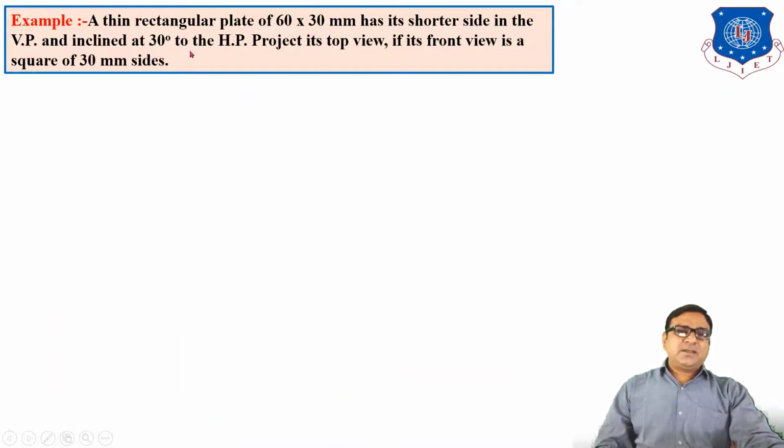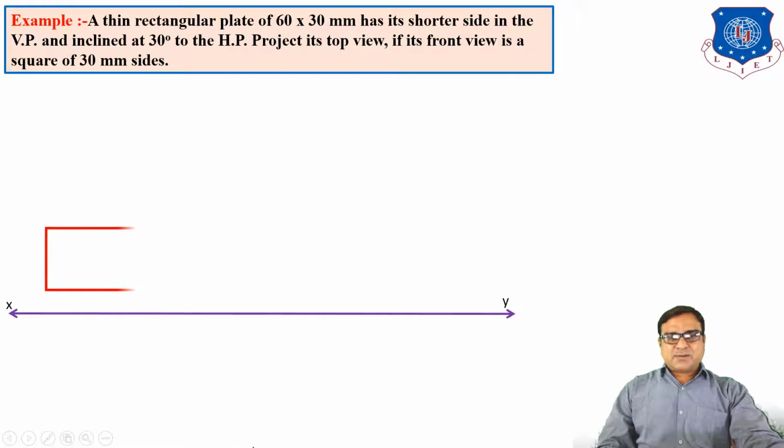Next problem: a thin rectangular plate 60 by 30 has its shorter side in the VP and inclined at 30 degrees to HP. Project its top view if its front view is a square of 30 sides. So first of all draw the XY line and now put the rectangle on VP. Okay, so the front view will be the true shape. A dash, B dash, C dash, D dash. Shorter side 30, longer side 60. So this is the front view.